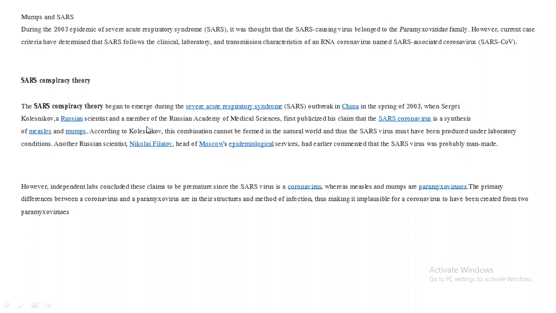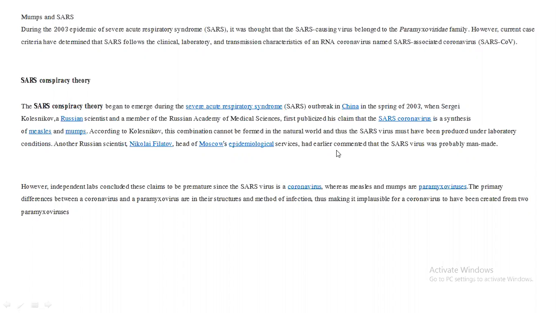According to Kalashnikov, this combination cannot be formed in the natural world, and thus the SARS virus must have been produced under laboratory conditions. Another Russian scientist, Nikolai Filatov, head of Moscow epidemiological services, had earlier commented that the SARS virus was probably man-made.